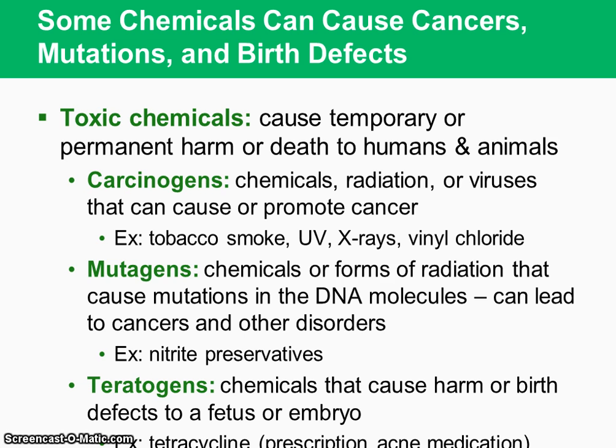Now, teratogens. Teratogens are a category that causes harm or birth defects to a fetus or embryo. So you might have a teratogen that works by altering DNA, and then you're passing along a mutation. So a little bit of overlap there, but teratogens don't necessarily have to cause mutations in the way that we typically think about.